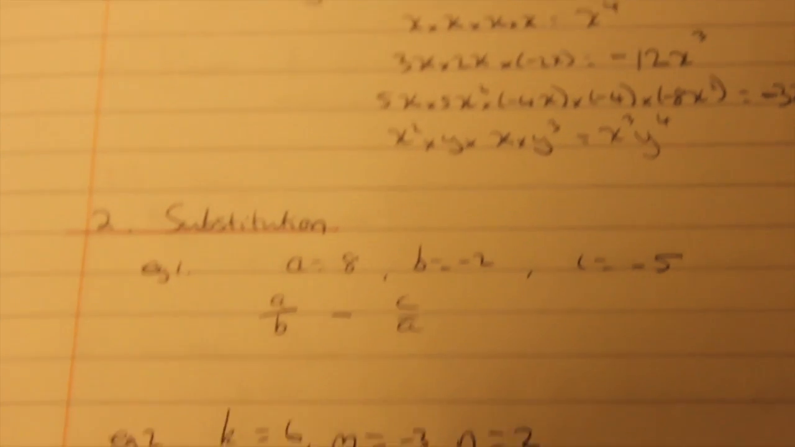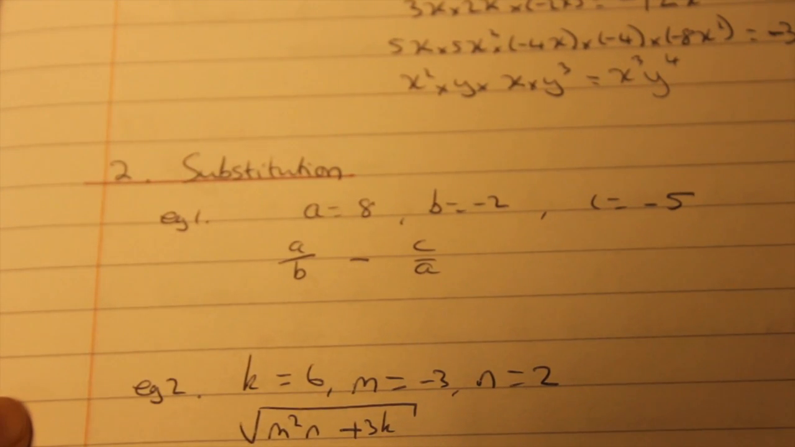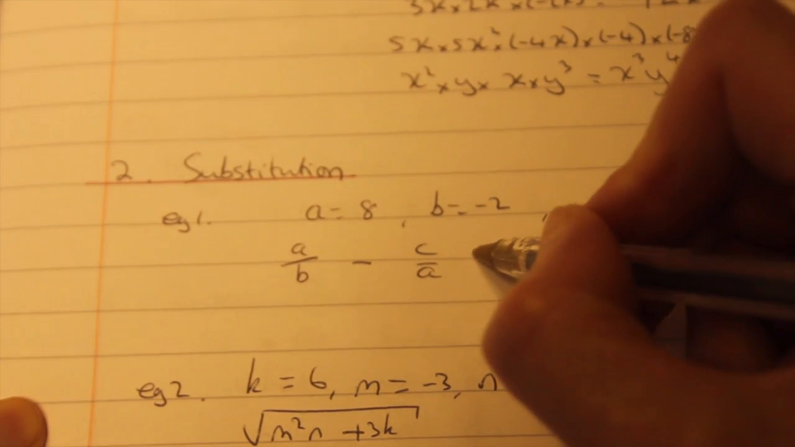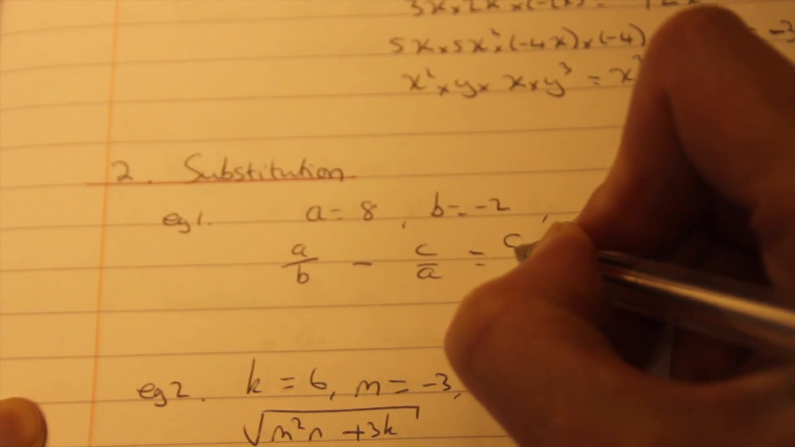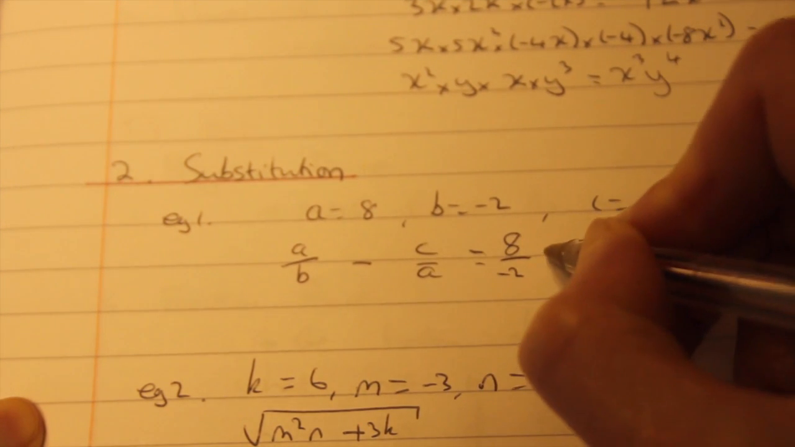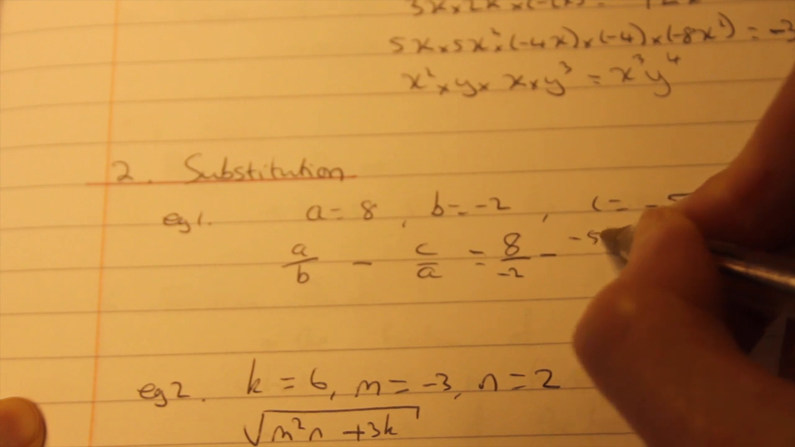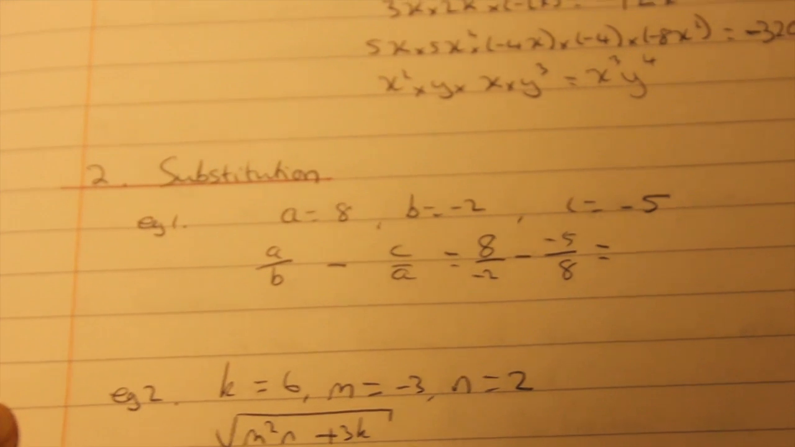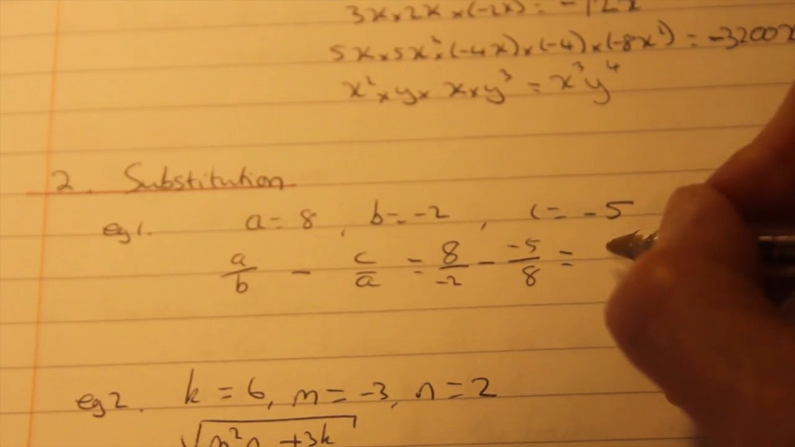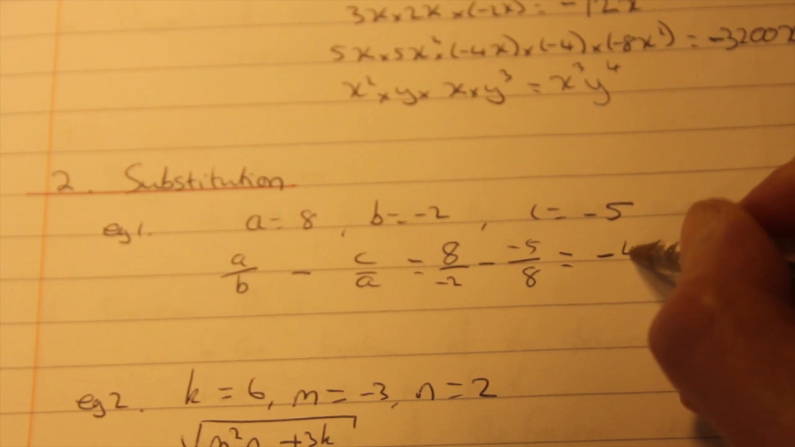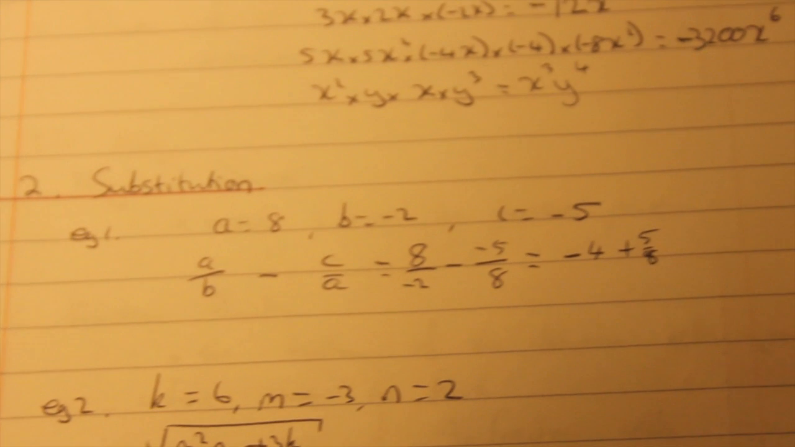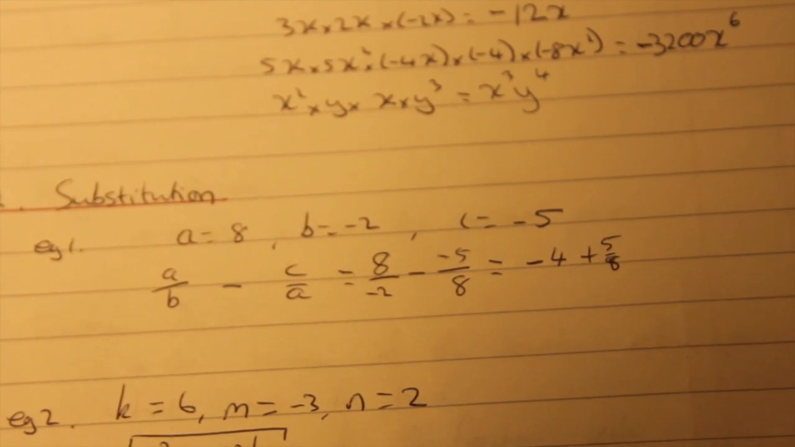Now, the next section I want to look at is substitution. So you put your numbers just into the expression. So 8 is A, B is minus 2, C is minus 5, A is 8. Now I would like to tidy it up before I even start that one. Minus 8 divided by 2 is minus 4, plus 5 eighths. Now if you're able to do that in your head, minus 4 plus 5 eighths, feel free to do that. If you can't, just treat it like adding fractions.